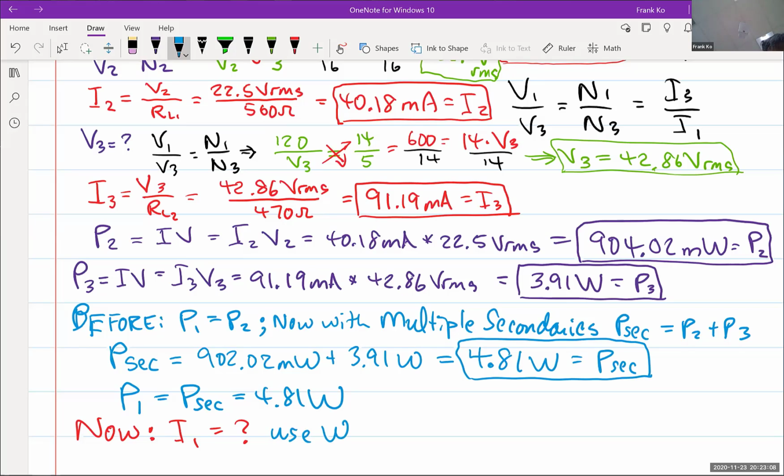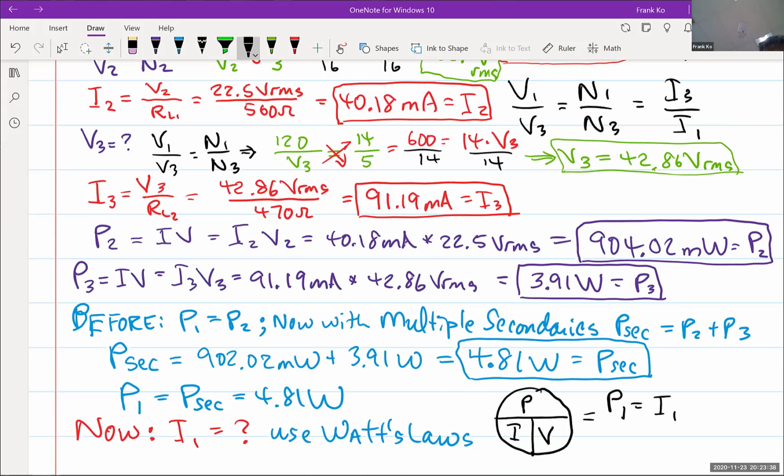Use Watt's law. Watt's laws. And the most common Watt's law that we had used was P was equal to I V, yes? And so if we're looking for power of the primary, would it be okay that we say P1 is equal to I1 times V1? Is that right? Do we know P1? Did we just calculate P1? We did. We also have V1 was given.